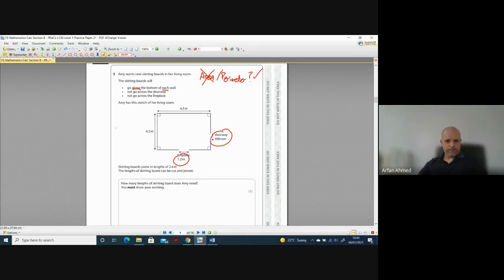Oh, one second. This here is in millimeters. Everything else, let me just double check. That's in meters, that's in meters, that's meters. The skirting boards are in meters. The only one that's different is this one. Let me just delete that. This one here that I've just circled, that's in millimeters. So, what's the best way of doing this?